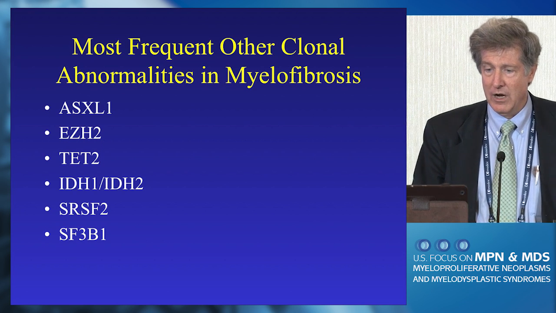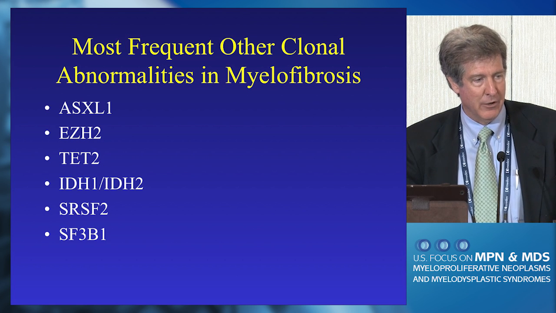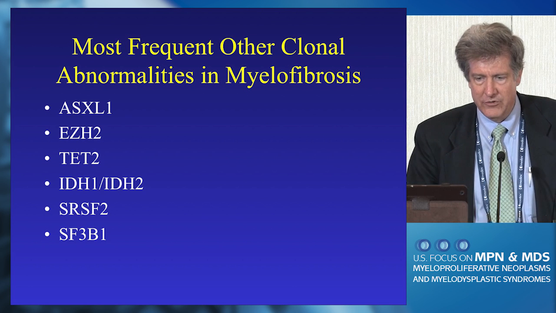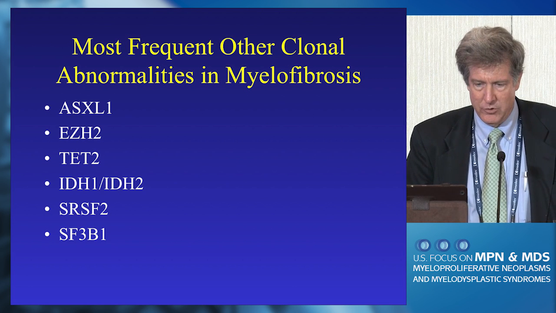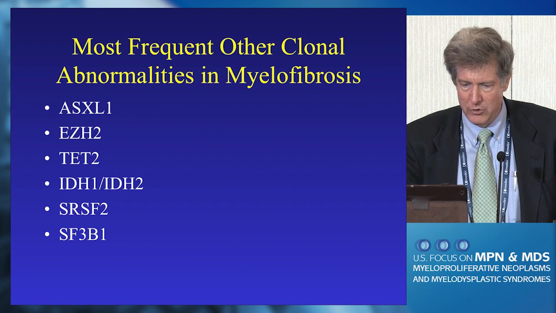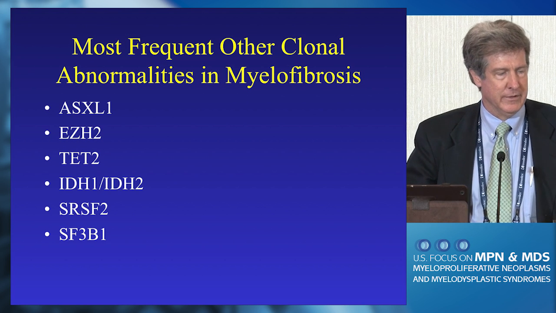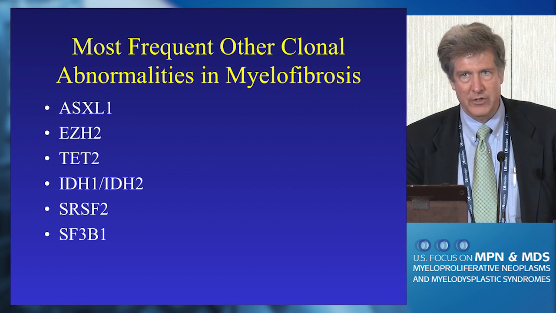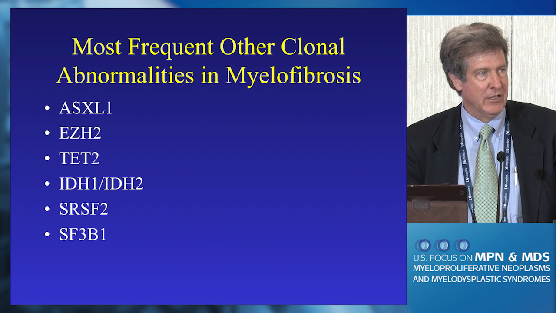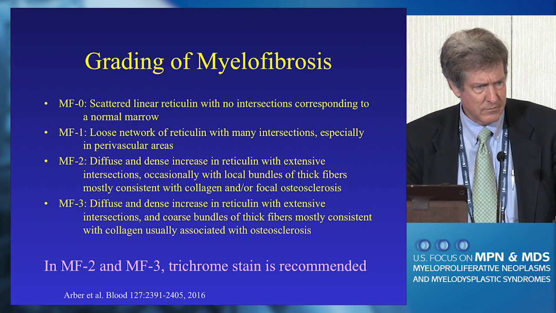The other clonal abnormalities that are associated with myelofibrosis and ET include ASXL1, EZH2, TET2, IDH1 and 2, SRSF2, and SF3B1. And if you remember, one of the diagnostic challenges with these diseases is that these overlap with the mutations that are frequently seen in MDS and AML.